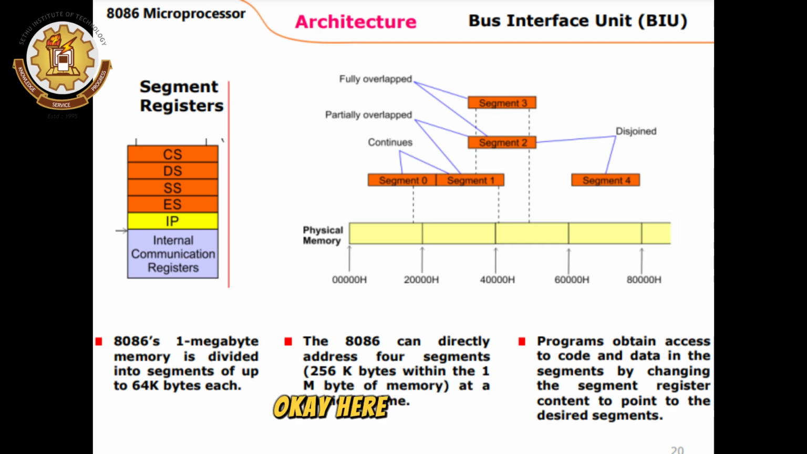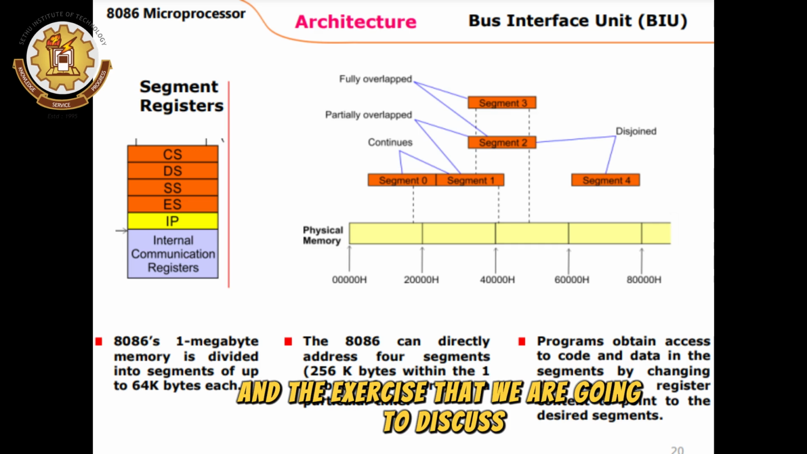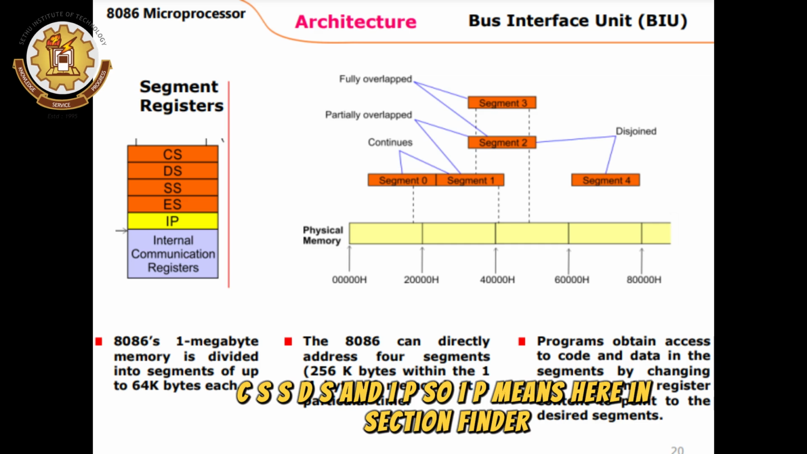Here we are going to discuss the work of the bus interface unit and the execution unit. First of all, in the bus interface unit there are segment addresses. Segment addresses, what all? ES, CS, SS, DS, and IP. IP means here the instruction pointer.